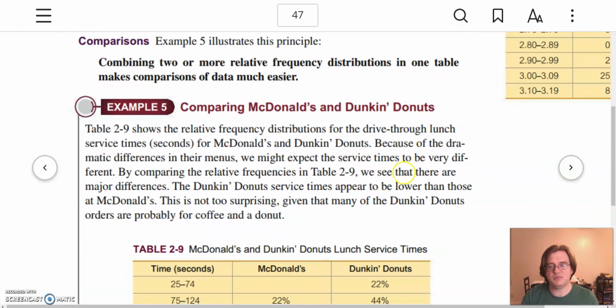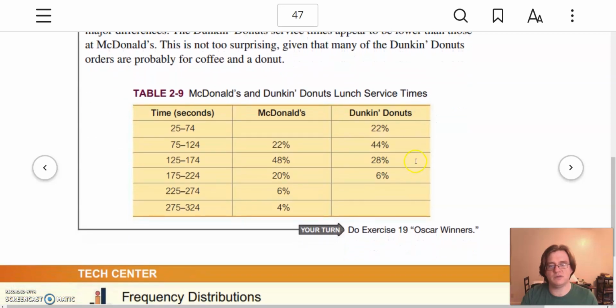And then finally, putting two or more frequencies in the same table can help us look at differences between things. So here are service times at various fast food restaurants. Here we can see that McDonald's is clearly taking a lot longer, in terms of how many seconds it takes to get service, as opposed to Dunkin' Donuts. So there is a lot of information that can be gleaned from this.